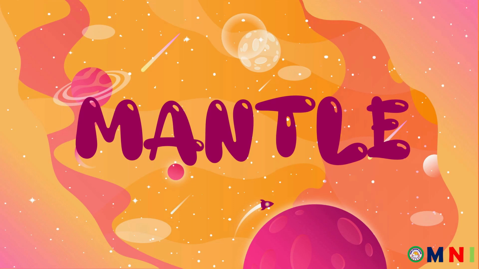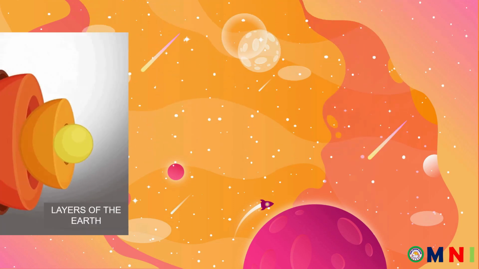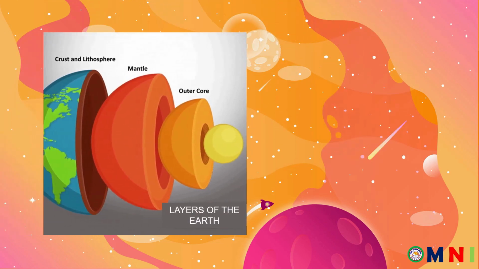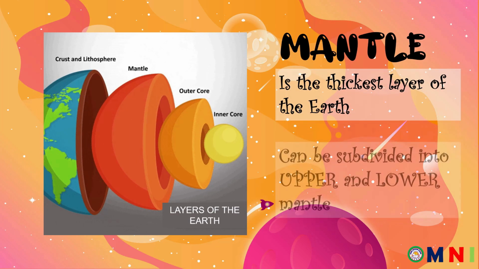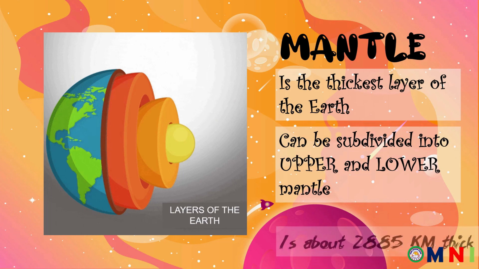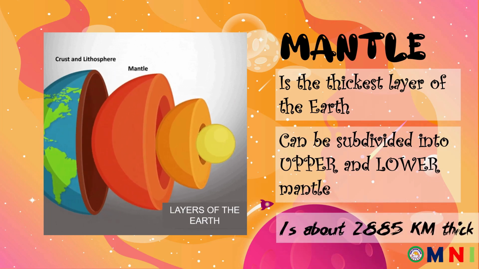Up next is the second major layer of the Earth, and that is the mantle. The mantle is considered the thickest layer of the Earth. It can be subdivided into upper and lower mantle. The mantle is also about 2,885 kilometers thick.